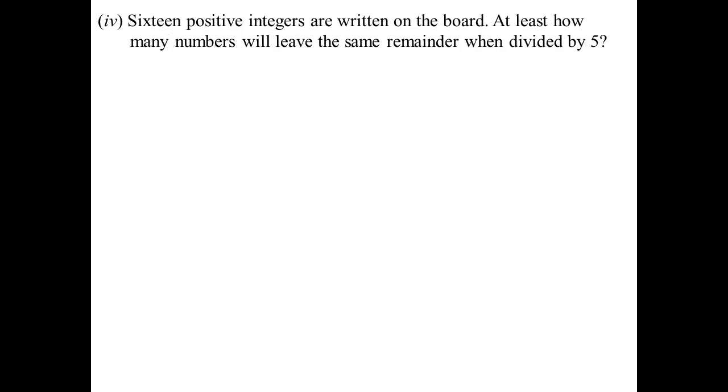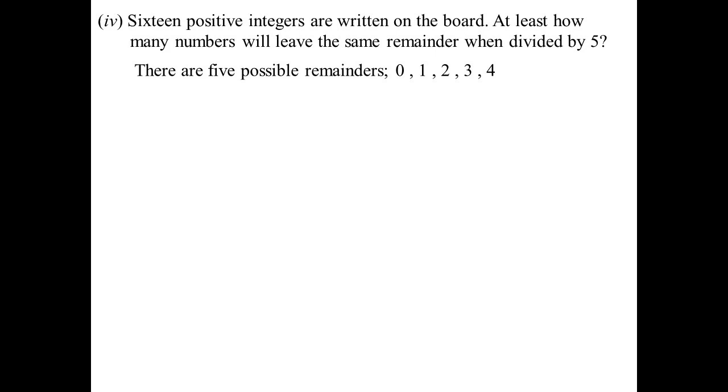Alright, 16 positive integers are going to be written on the board. They just could be any number you like. Just 16 numbers. At least how many numbers will leave the same remainder when divided by 5? Okay, totally random. But there are only 5 possible remainders if you count 0 as a remainder.